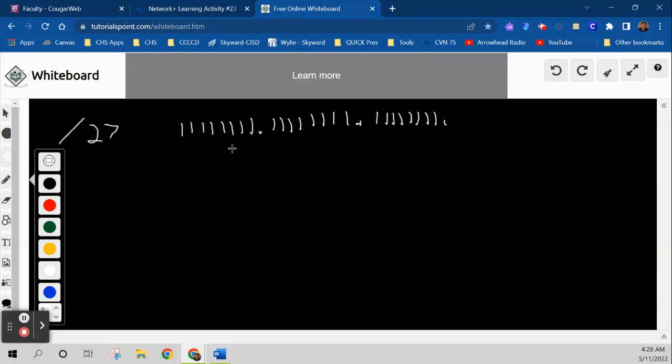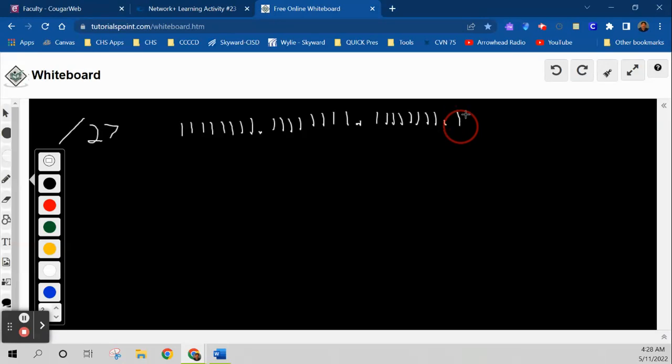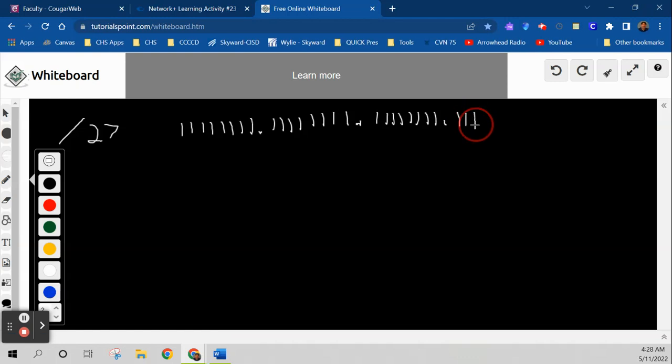Now, remember, this is slash 24, but we've got to make it slash 27, which means that we're going to need three more. We already have 24, so that's 25, 26, and 27. Now, that's our binary number. However, we've got to fill in the remainder zeros.